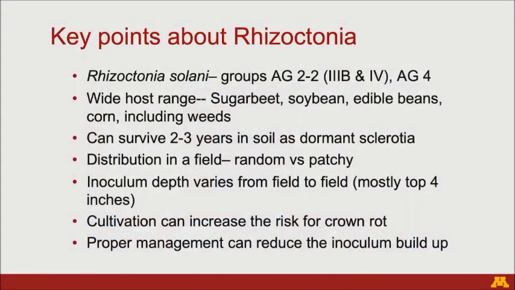I think in the past we talked about maybe having that N4O fungicide at the time of planting followed by post-emergence, but I'm going to show some data in the next few slides. When we think about rhizoctonia, predominantly we are dealing with anastomosis groups 2-2, 3B, and 4.